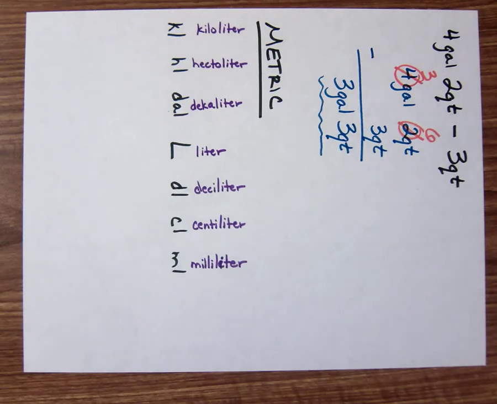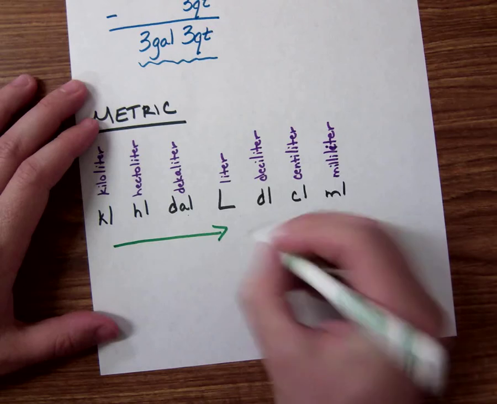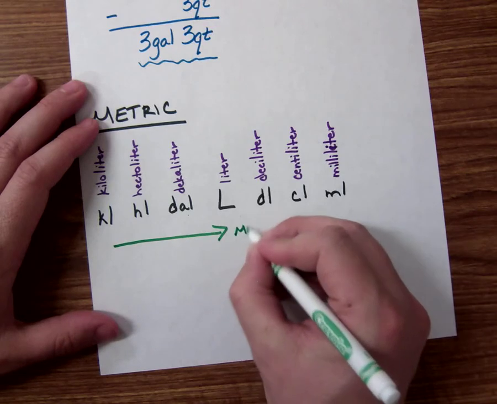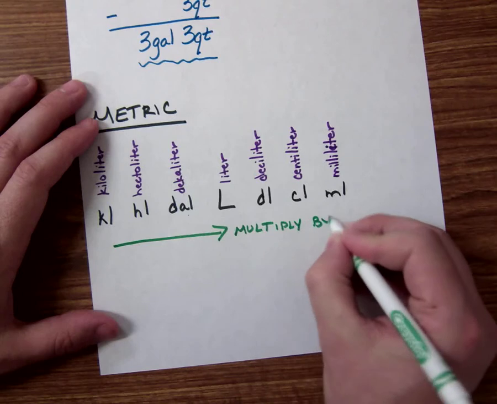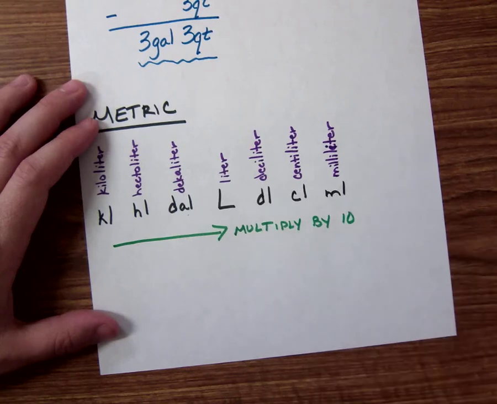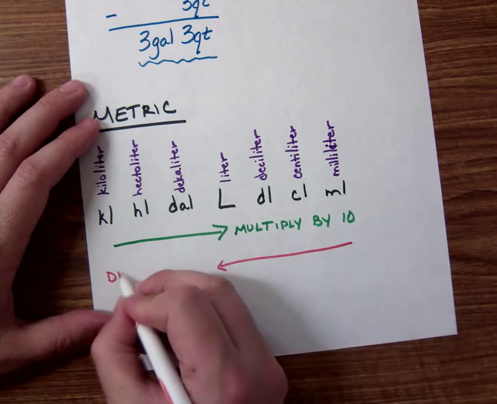How dare you, sir? So, just like every other thing we've done, as you move to the right, we will multiply by 10. And as we move to the left, you will divide by 10.